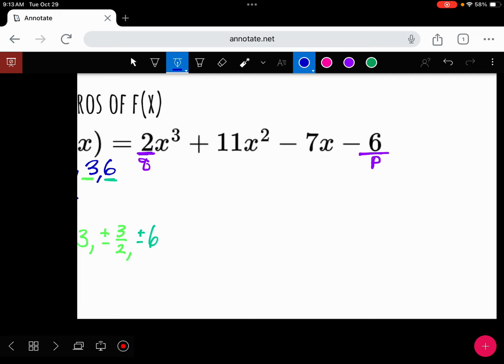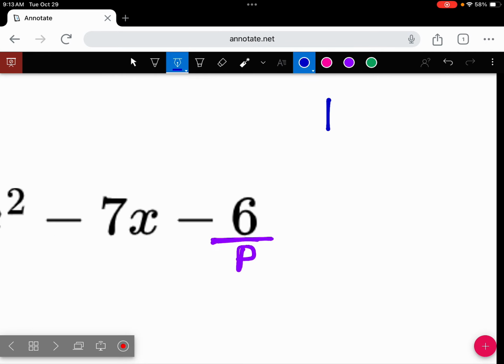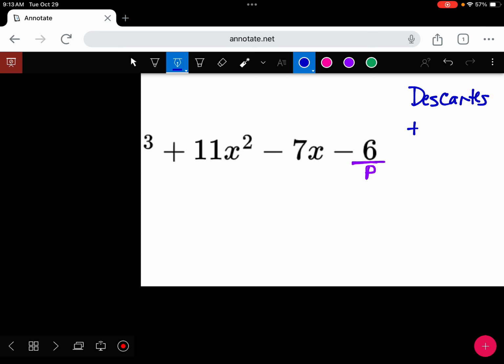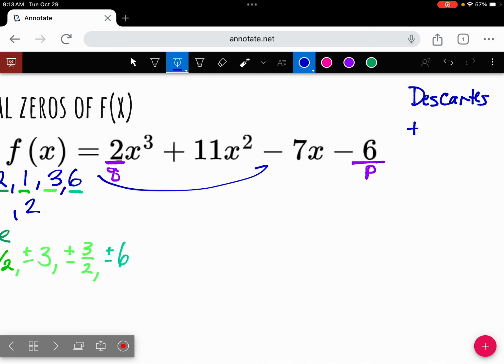So using our Descartes, this is our sign changes. How many positive real roots are we going to have? 1. It starts positive and it changes negative, so we only have one sign change. If we do our f of minus x to find our negatives, since my first term has an odd degree, that sign does change. So we're going to have our negative 2x cubed.